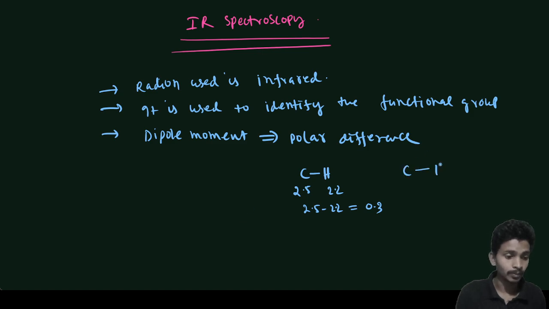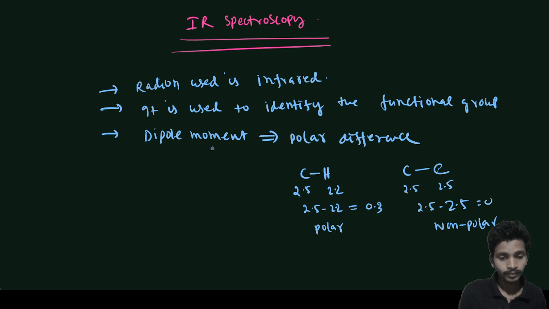Wherever you have a C-C bond, here also the electronegativity is 2.5 and here also 2.5, so the polar difference is 2.5 minus 2.5, which is 0. So these are the polar compounds, and these are the non-polar compounds. So the dipole moment means the polar difference. In the whole chapter of IR spectroscopy, we will talk about this polar difference.